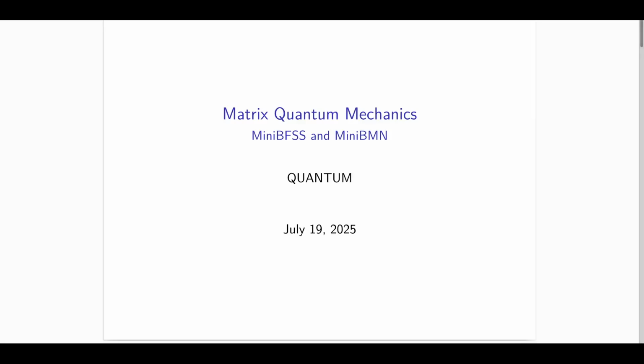Welcome to Quantum, where we explore the deep connections between physics, mathematics, and the structure of the universe. Today, we dive into the world of supersymmetric quantum mechanics through the lens of MiniBFSS and its mass-deformed cousin, MiniBMN. These are not just mathematical curiosities, they're simplified laboratories for exploring M-theory, black holes, emergent spacetime, and holography.